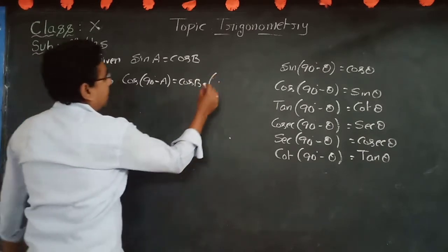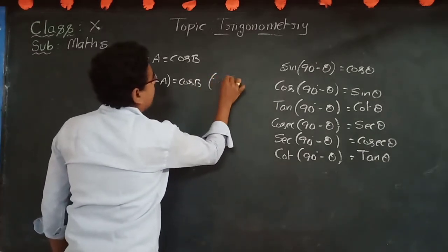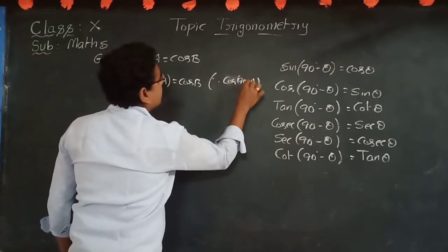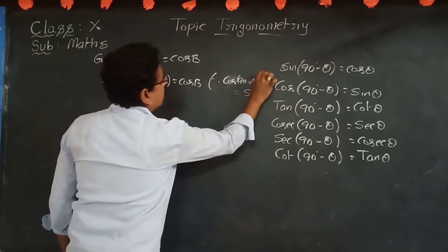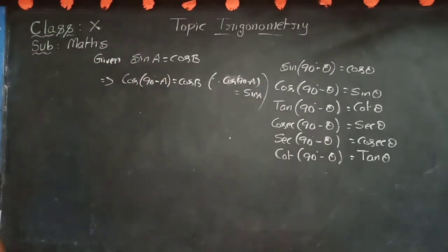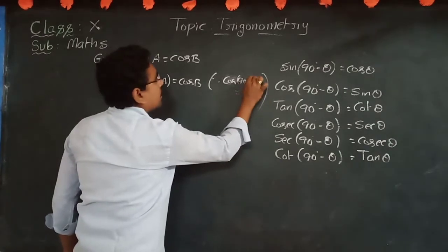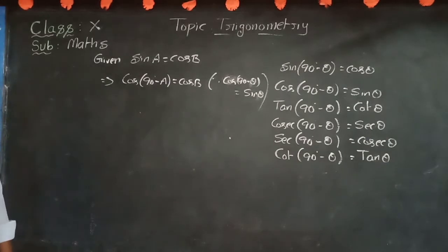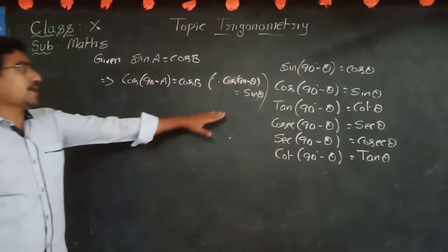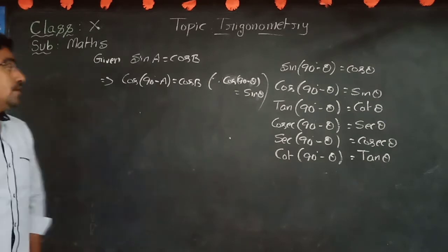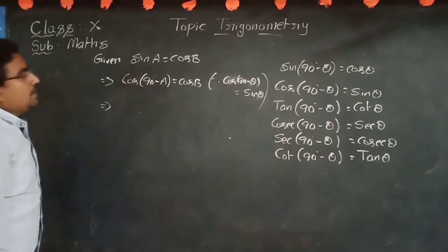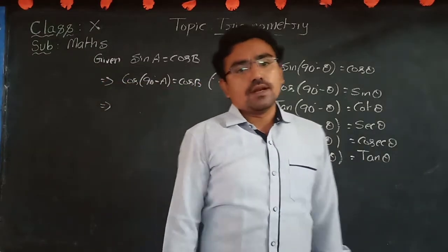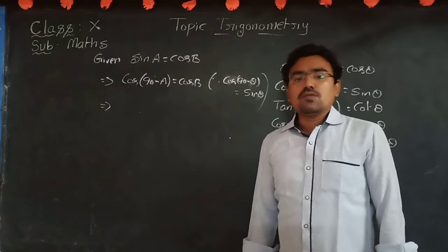Which property have I applied? Cos of 90 minus theta equals sin theta, so cos of 90 minus A equals sin A. Now observe this equality. Both sides, the trigonometric ratios are equal. When trigonometric ratios are equal, we can conclude that the angles must be equal to each other.